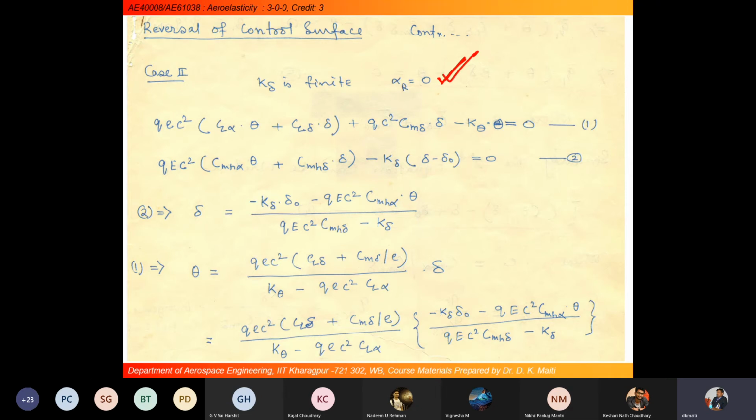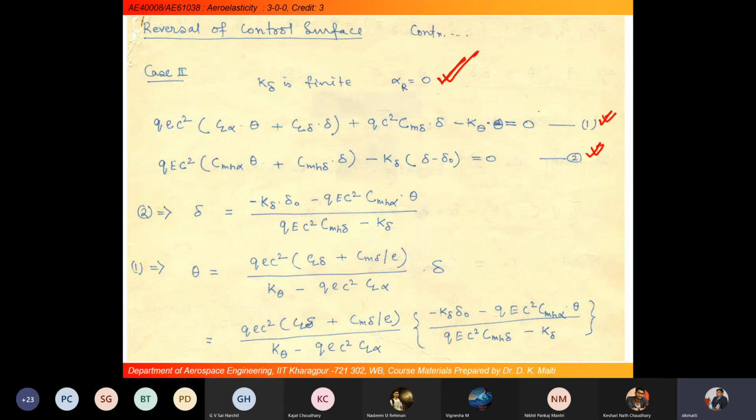With alpha equal to 0, what we got is our first equation: q e c square Cl alpha into theta plus Cl delta into delta, plus q c square Cm delta into delta, minus k theta into theta equal to 0. And then from the second equation, that is q capital E c square multiplied by Cmh alpha into theta plus Cmh delta into delta, minus k delta into delta minus delta naught, equal to 0. These are the two equations.